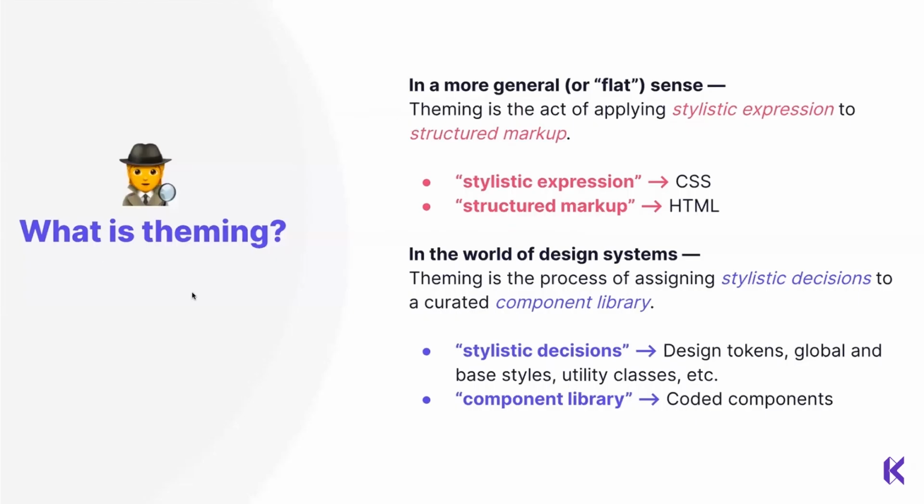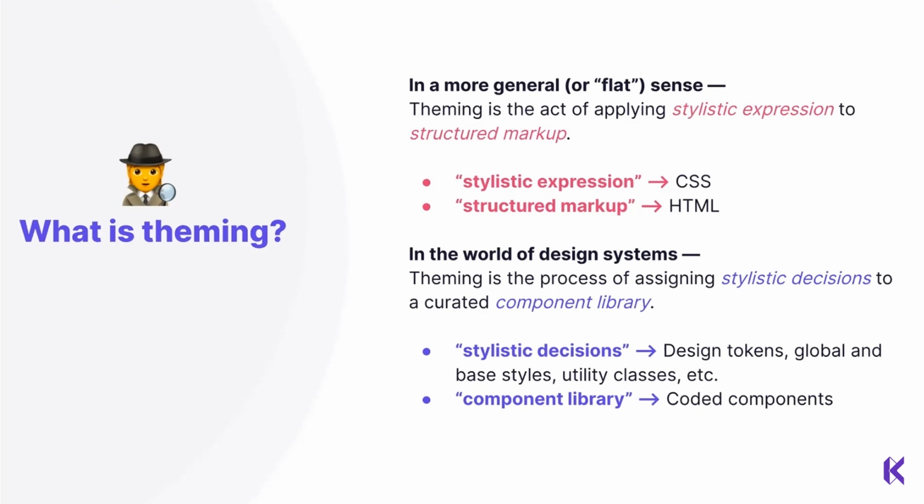What is theming? Since I said theming with design tokens is the process for creating that sustainable approach, let's answer this question. In a more general or flat sense, theming is the act of applying stylistic expression to structured markup. Stylistic expression being CSS as the end result. Same thing for structured markup, that ends up being HTML. How we arrive at that CSS and HTML doesn't really matter, but that's the flat sense of theming.